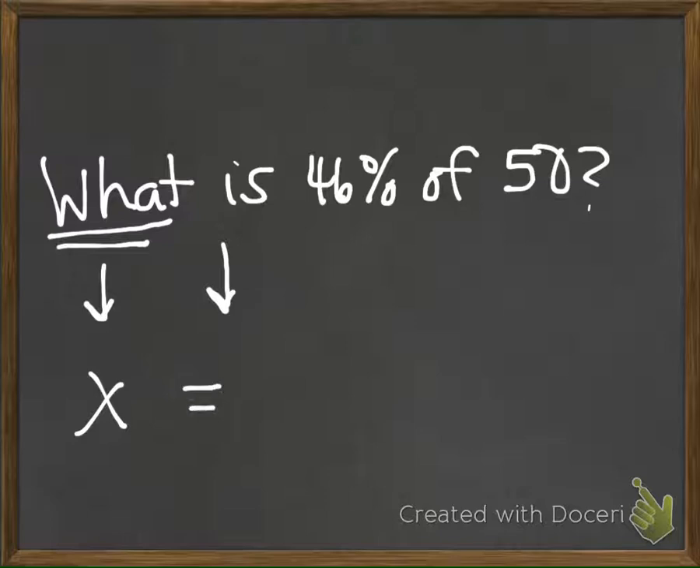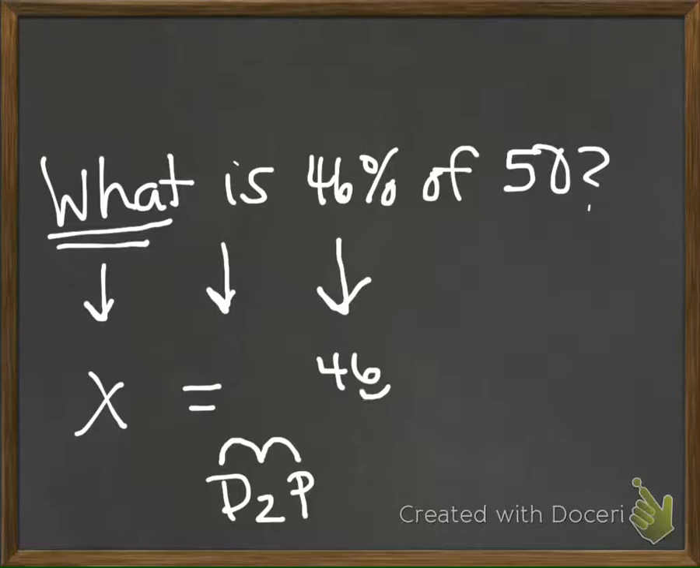Very good, equals. And now what did we say we needed to do with percents? Right, we have to change them to decimals. Now remember, D to P. If we're going from percent to decimal, we go backwards 2 places. So 46% would turn into 0.46. Okay? Let me erase these lines so it doesn't confuse you.